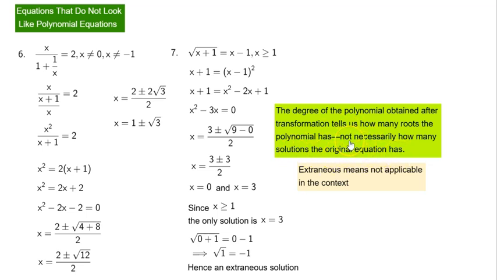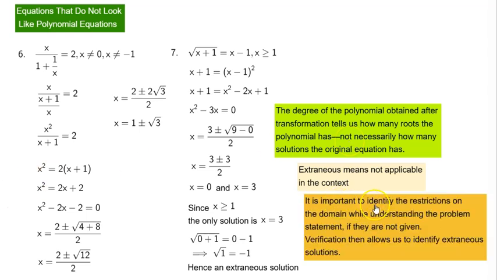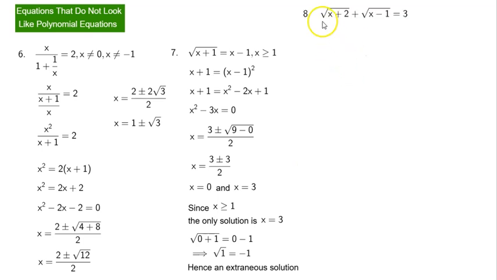This is very important. It is important to identify the restrictions on the domain while understanding the problem statement, if they are not given. Here, of course, it was given at the problem statement stage itself. But if it is not given, we have to make sure that we identify the restrictions. Verification then allows us to identify extraneous solutions. Let us look at the eighth one.